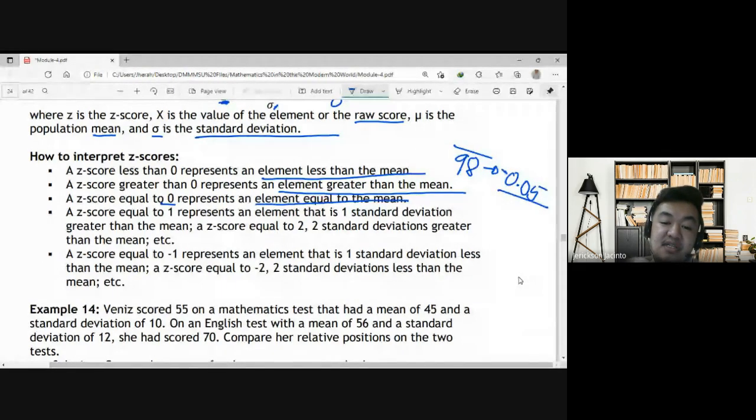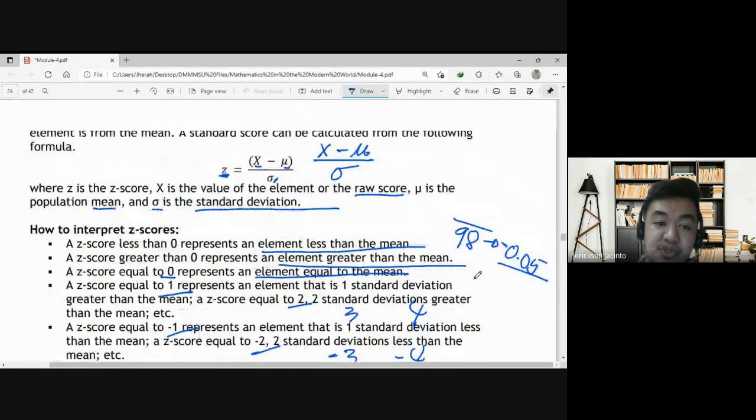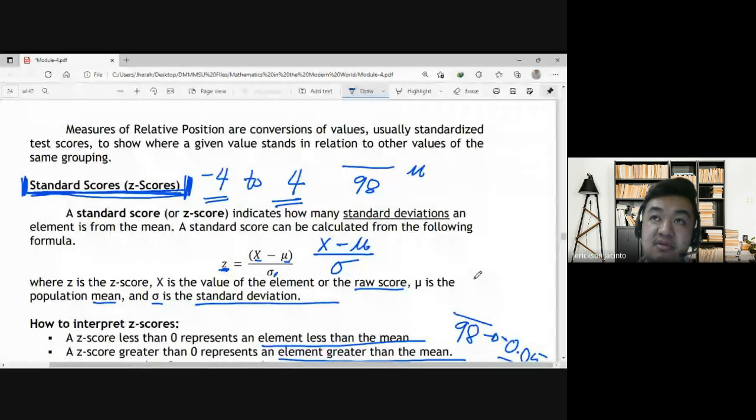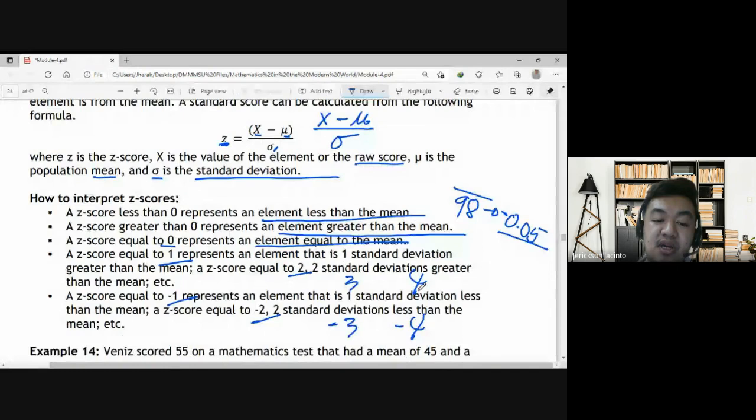Then if it represents an element that is one standard deviation away: 1, -1, 2, -2, 3, -3, 4, -4. Those are the possible answers when we talk about z-scores. There are also decimals, depending on your score. Do you have questions? Do we have any questions about standard scores or z-scores? That is how we get the z-score.